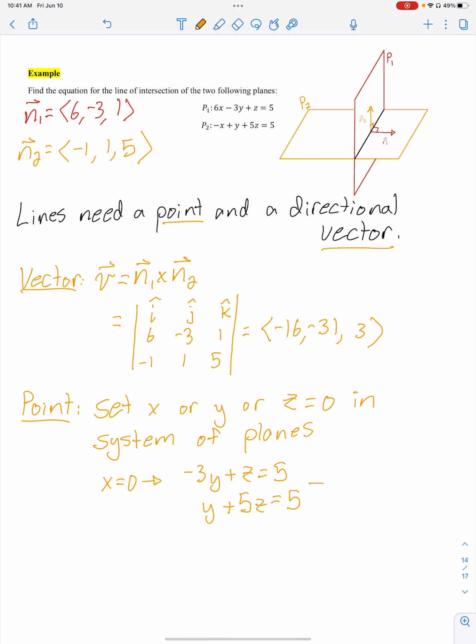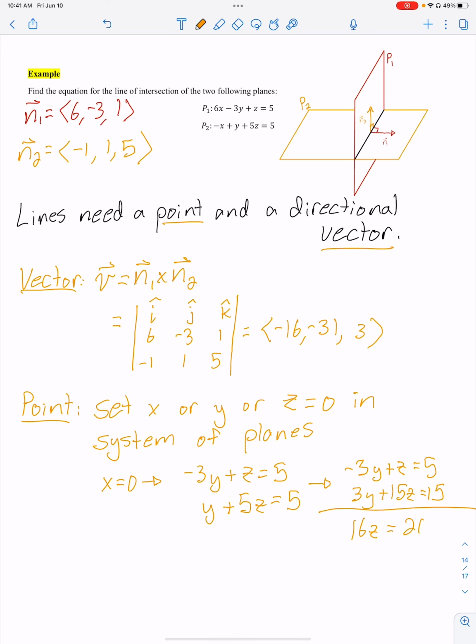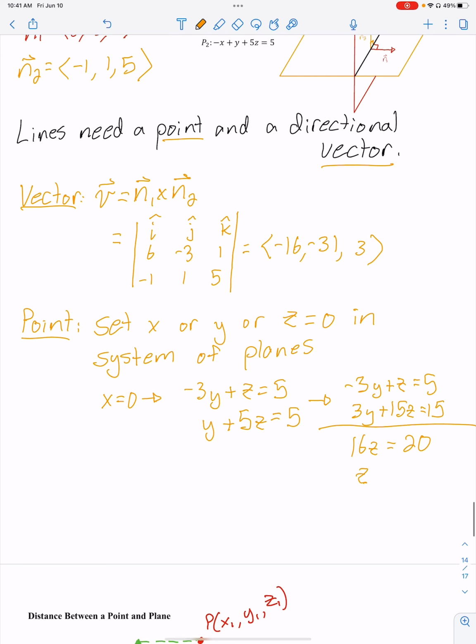All right, just like in algebra. I'm going to multiply the bottom equation by 3. So this top equation stays the same. Sorry, I'm going to edit my iPad. So I'm multiplying the bottom equation by 3: 3y plus 15z equals 15. The reason we do that is that if I add down, the y's go away, and I get 16z equals 20, which means z is 5/4.